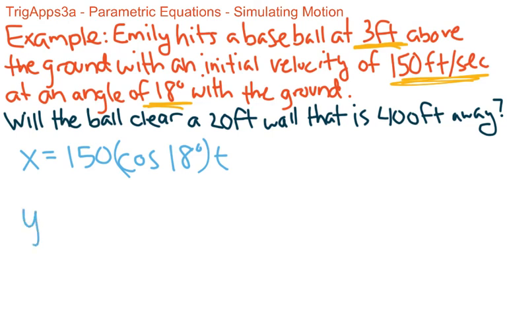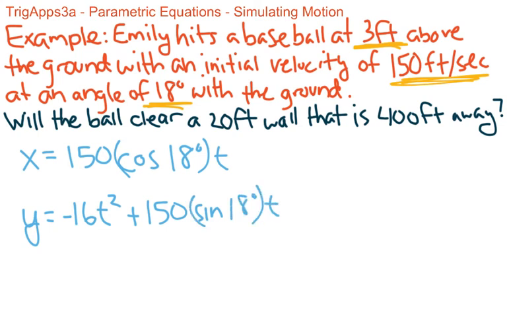Alright, now y equals negative 16t squared. If we're in meters, it'd be negative 9.8t squared. And so then we're going to add 150 feet per second times sine of 18 times t plus 3. So those are just simply the equations that we're going to punch in the calculator.